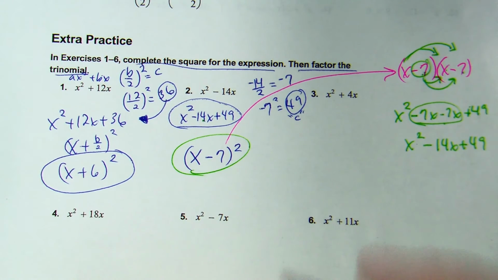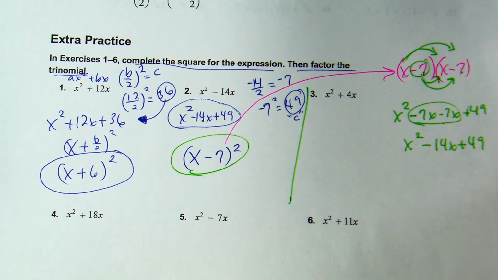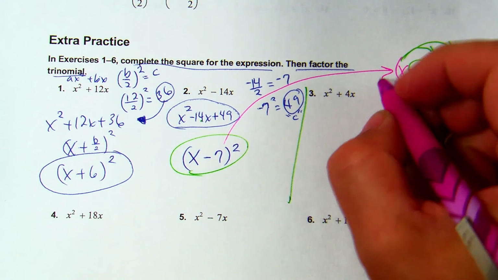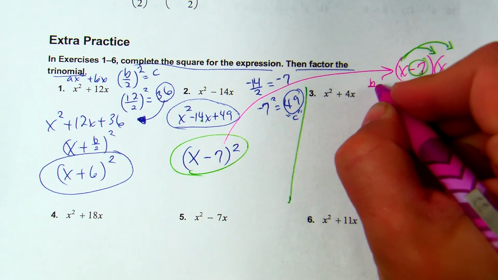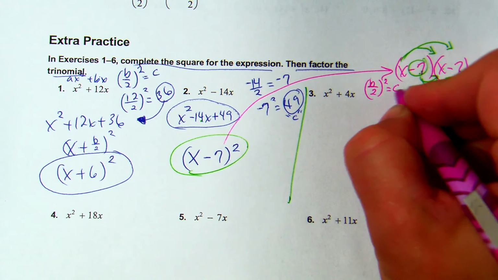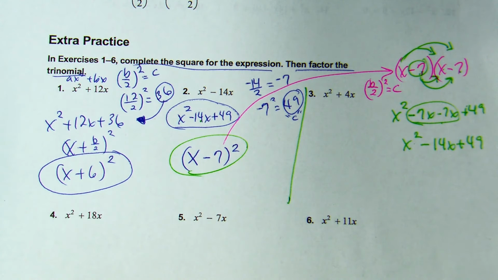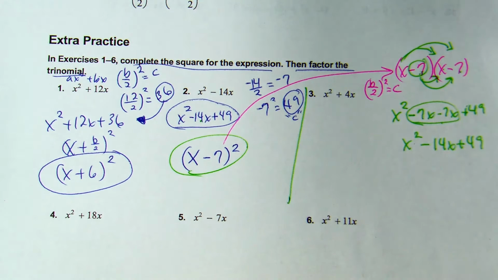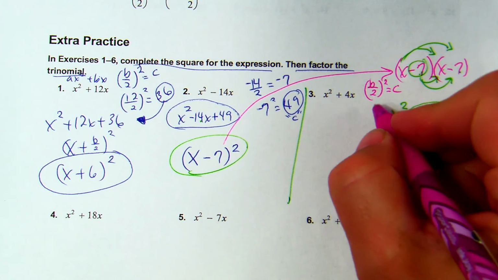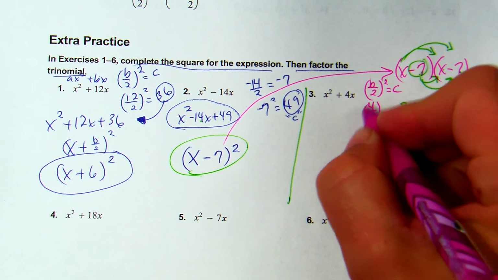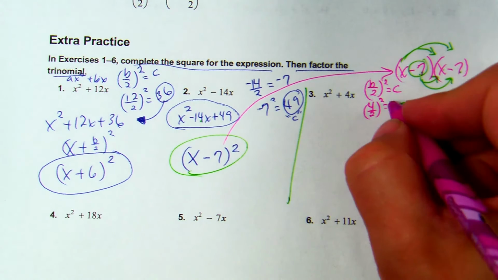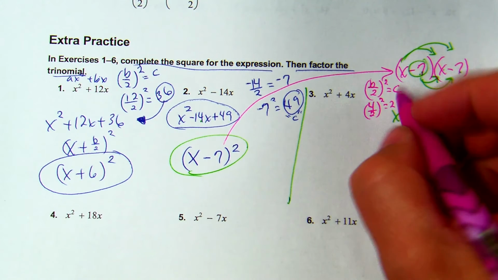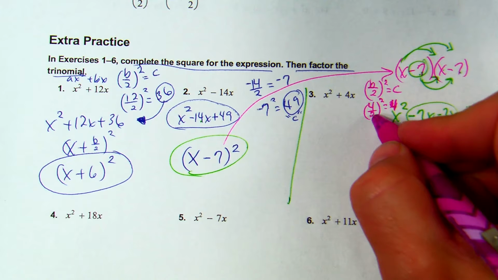Number 3, we're going to have, let's find our C term. So b divided by 2 squared equals C. Remember, that's our formula up there. And b divided by 2 will be our term that we put with x to square in a minute. But let's find the C first. We're going to have 4 divided by 2 squared. 4 divided by 2 is 2.